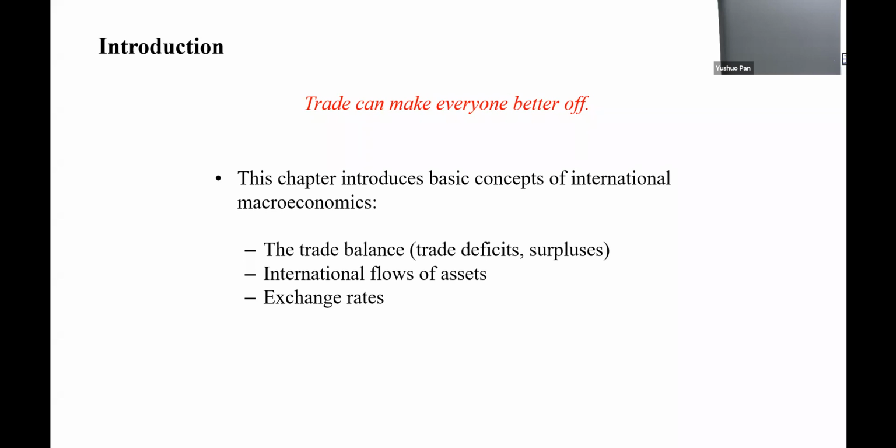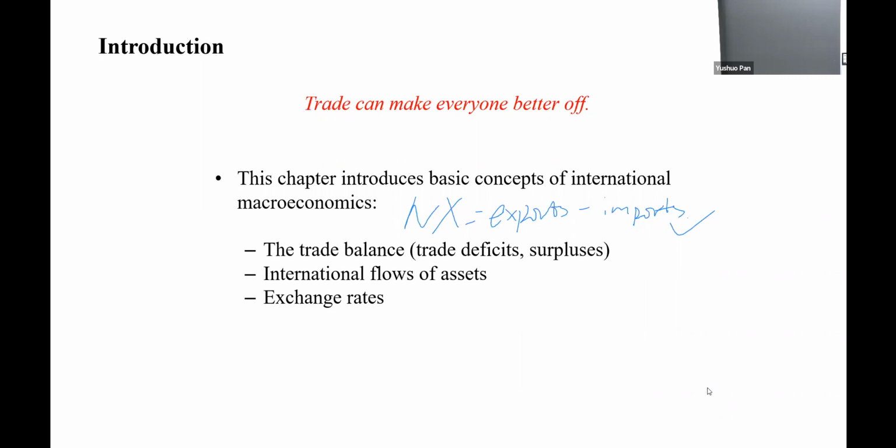In this chapter, we are going to learn the basic concepts of international macroeconomics. The first is the trade balance, trade deficit, and trade surplus. We are already familiar with this, right? For the trade balance, net exports equals exports minus imports. If there is a trade deficit, imports are bigger than exports and net exports are negative. For a trade surplus, exports are bigger than imports, and NX, the net exports, is bigger than zero. So that's the trade balance, and we already learned this part.